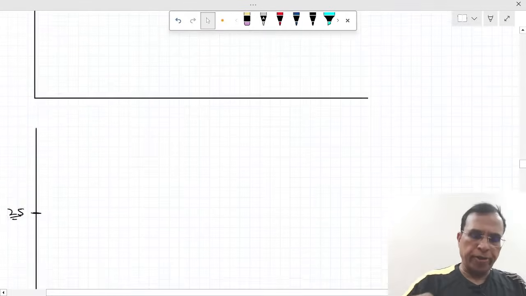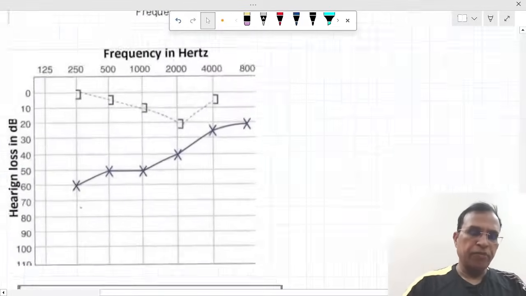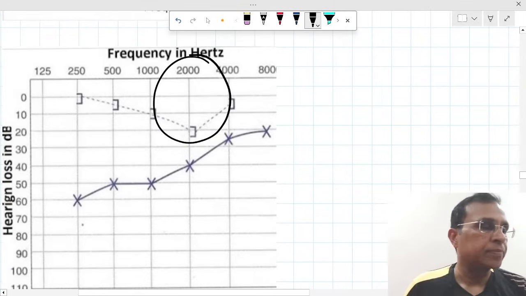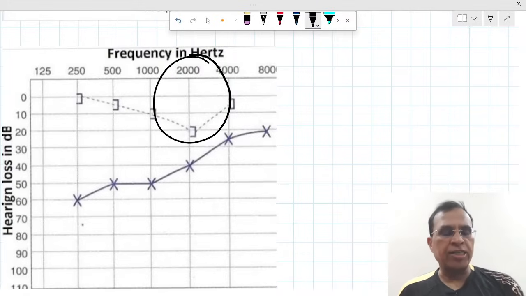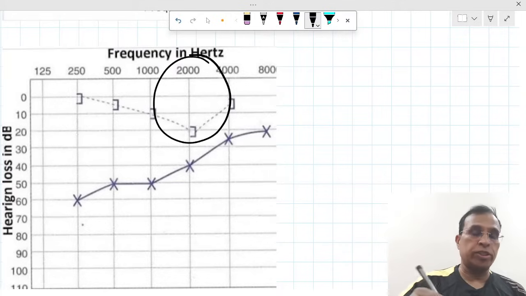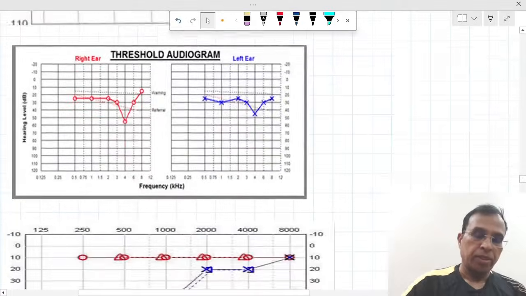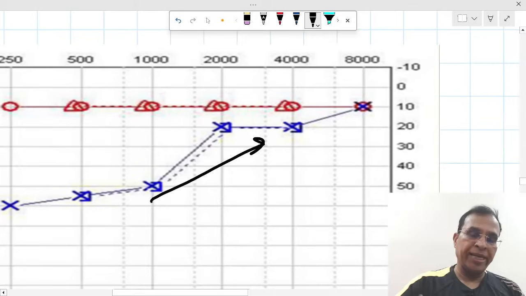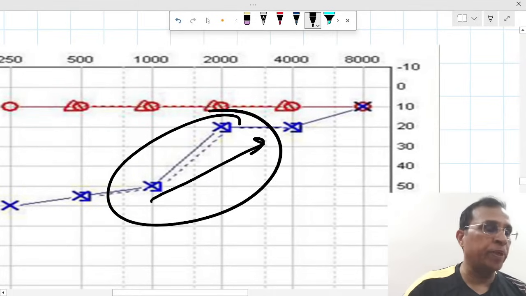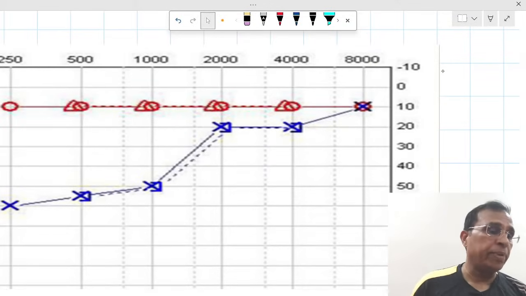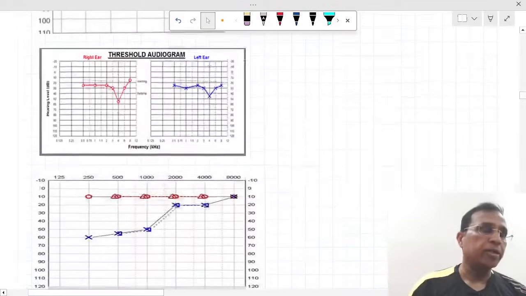In audiometry, if we see a dip at 2000 like this, then this is Carhart's notch. This is seen in otosclerosis. If you see upward sloping like this in AC and BC, upward sloping, this is Meniere's disease. Meniere's disease. Okay.